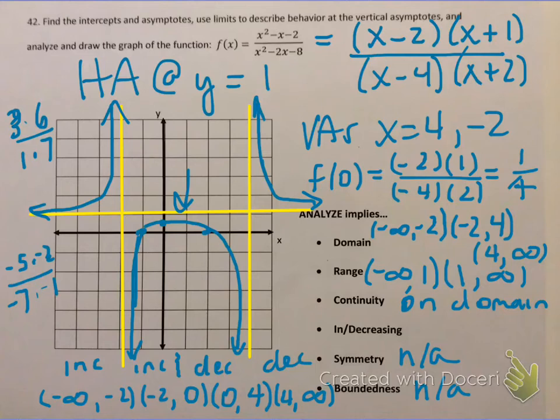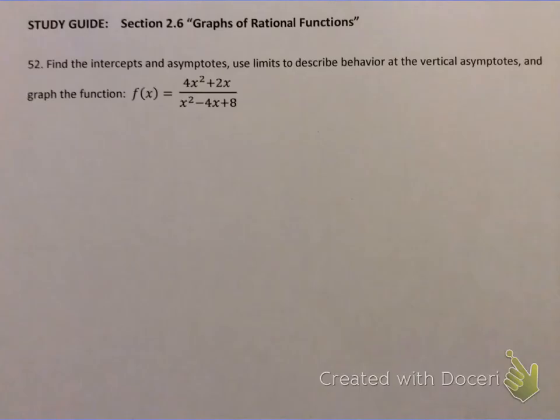So how detailed you get on that is up to you. If you see the details in the answer in the back of the book, that's what they're doing. All right, let's go to 52. This will be our last example.